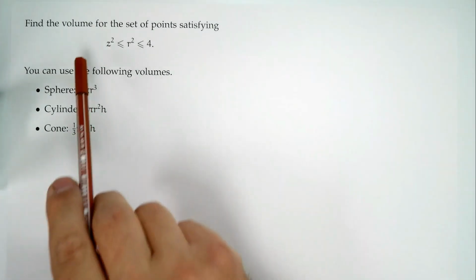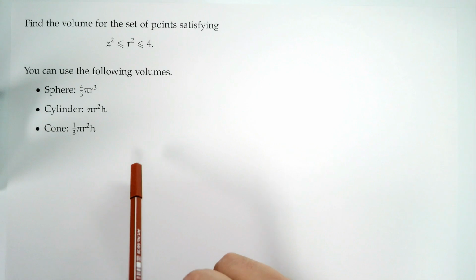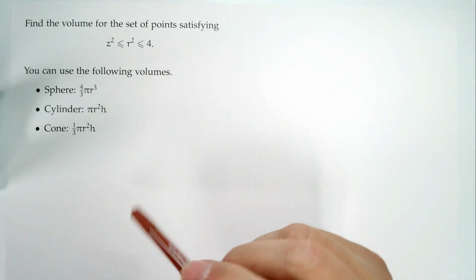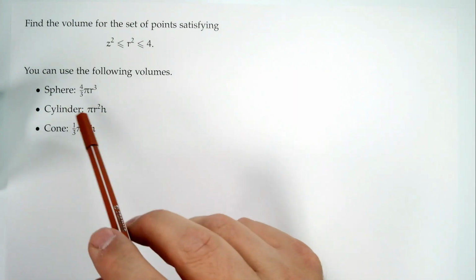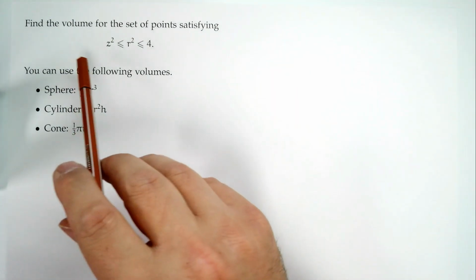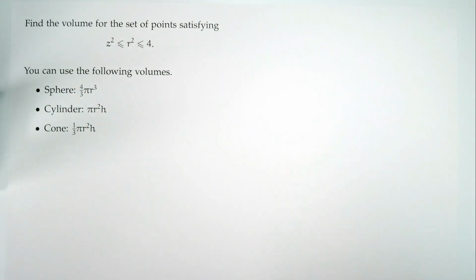Find the volume for the set of points satisfying z squared less than or equal to r squared less than or equal to 4. And then we have some information about various volumes that we can use. So probably there's going to be spheres, cylinders, or cones involved. So we know it's a volume question, which means there's a geometry type thing going on. So probably what we need to do is start by understanding what this thing is.